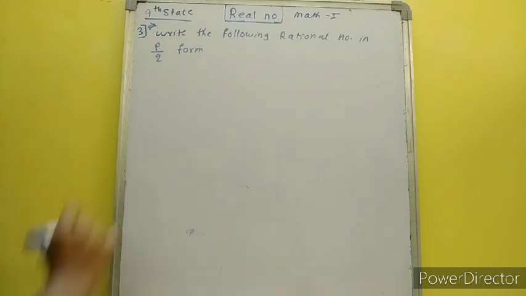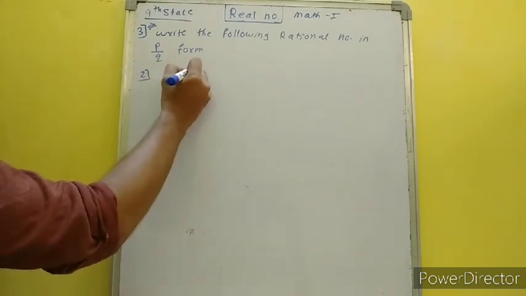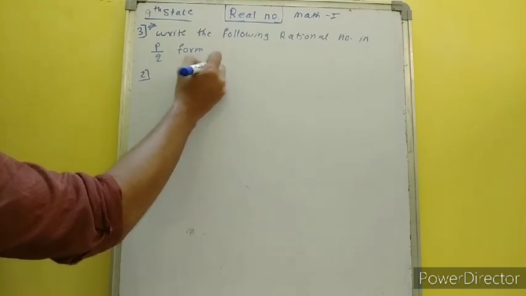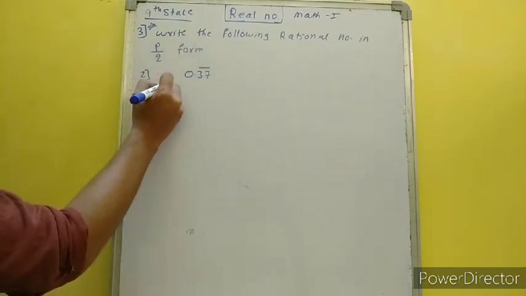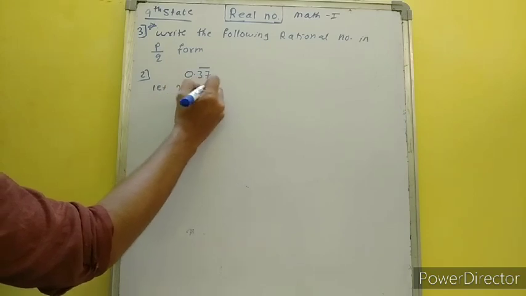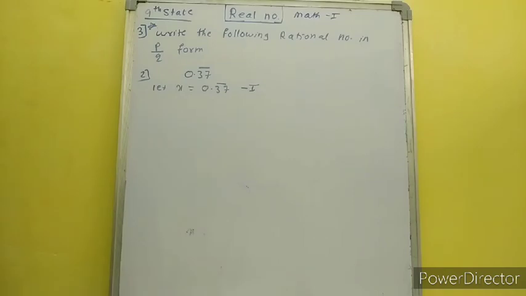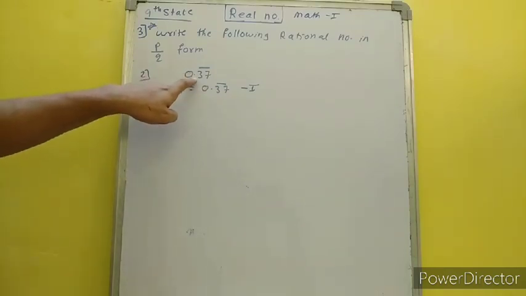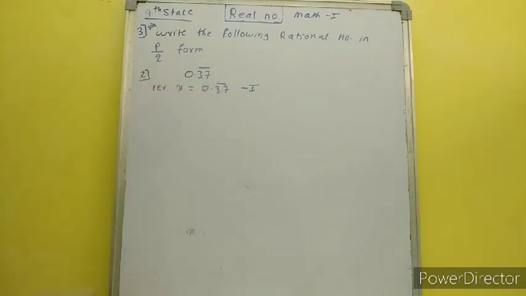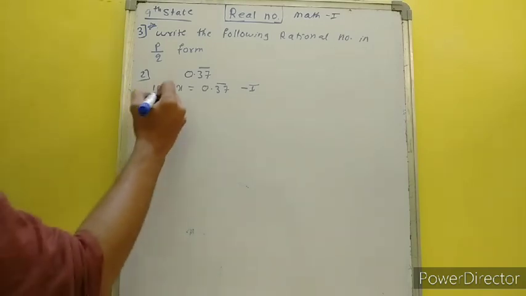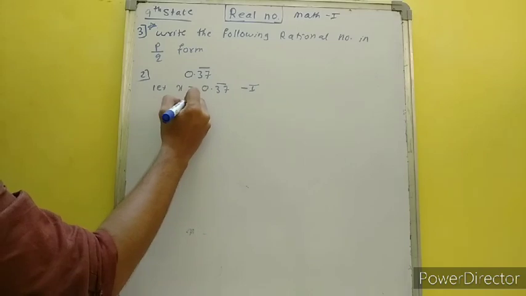Now the next question is 0.37 recurring. Now we have two decimal repetition. Let x equal 0.37 recurring. Take this as equation number 1. Now you can see that after the decimal point, 2 digits are getting repeated. How many digits are getting repeated? 2. So multiplying by 100.